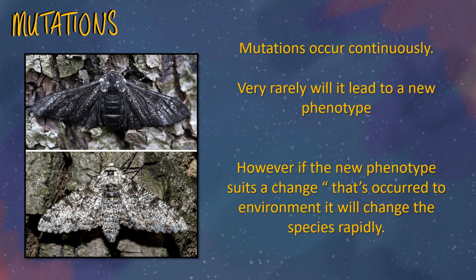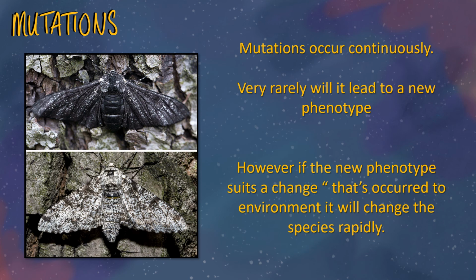Okay, so the variation over time is actually caused by mutations. Mutations are constantly occurring inside us, and very rarely will lead to a new phenotype. Obviously, this is something that happens over a very, very long time. However, if the new phenotype suits a change that's occurred to the environment, it will change the species rapidly.